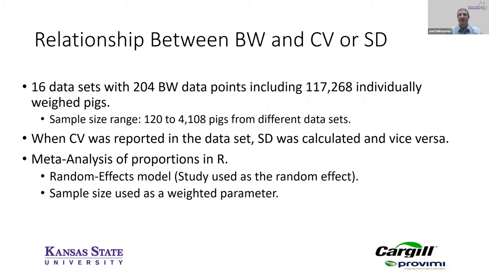In the end, 16 data sets with 204 body weight data points were included, which is reflective of over 117,000 individually weighed pigs. The sample sizes in these different data sets range from 120 up to 4,100. I would point out that there are numerous commercial studies involved in this, which I think adds to the robustness of this data set. When CV was reported in a data set, standard deviation could be calculated and vice versa.